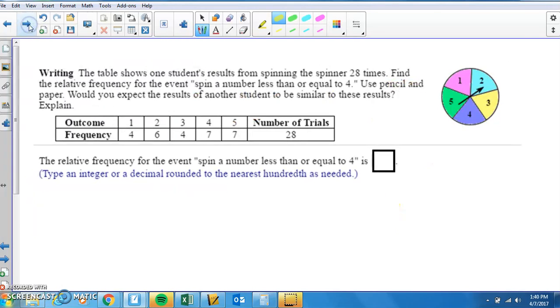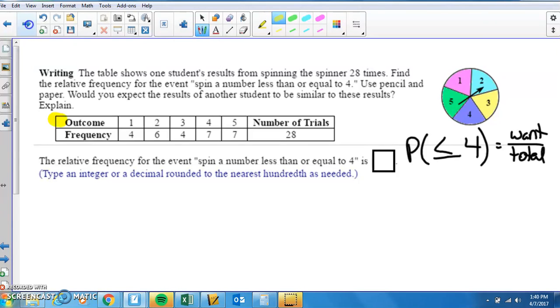All right, let's do another one. The table shows us students' results from spinning a spinner 28 times. Find the frequency for the event spinning a number less than or equal to 4. So we want to find the probability of a number less than or equal to 4. Again, it's what you want over the total. Less than or equal to 4.